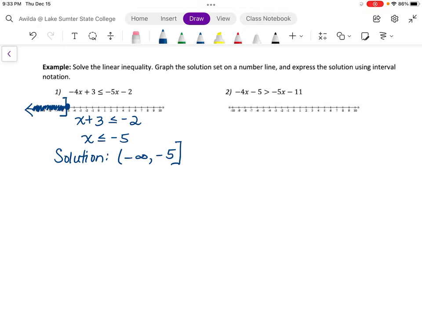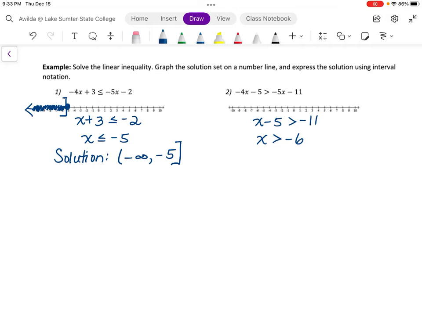In the next example, we have -4x minus 5 is strictly greater than -5x minus 11. Again, to start isolating the x term, we're going to add 5x to both sides to get that x minus 5 is strictly greater than -11. Now we add 5 to both sides to get that x is strictly greater than -6.